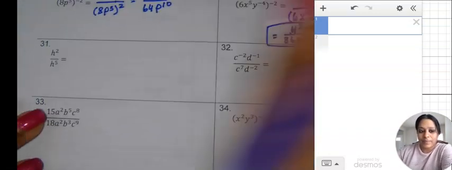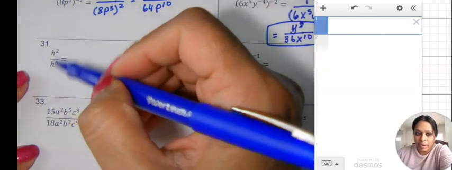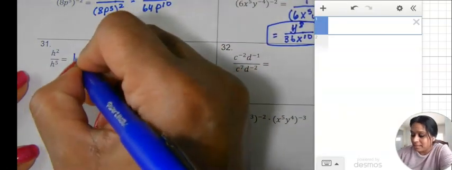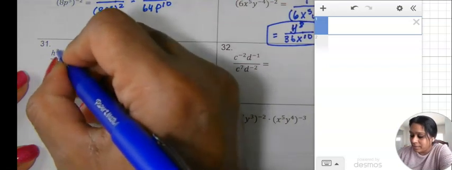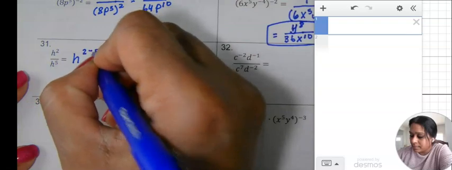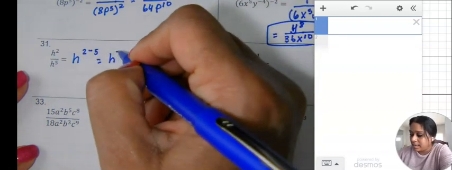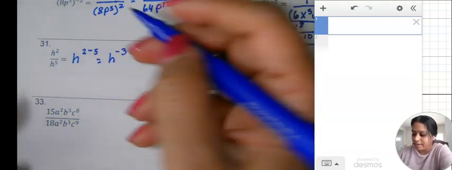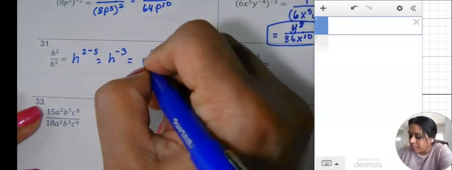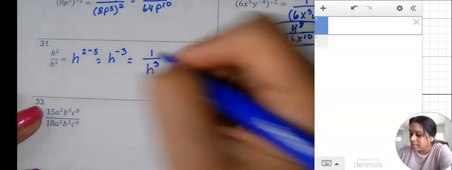Okay. All right. Well, over here, I don't see any negatives. So I'm going to remember my quotient rule, which tells me that I have to subtract the denominator exponent from the numerator exponent. So 9 minus 5 is negative 3, and there is my negative. So I can now go ahead and move that down. Okay, that's how that works.